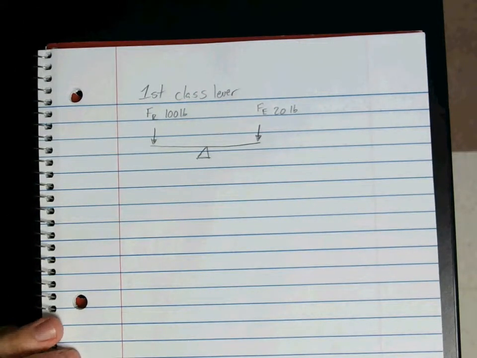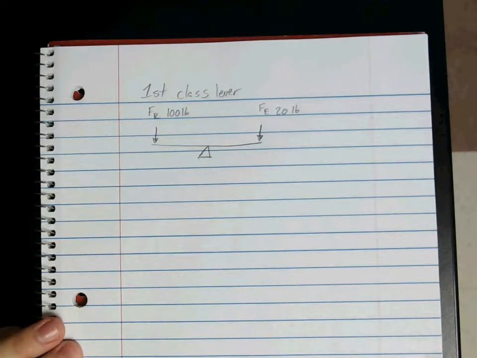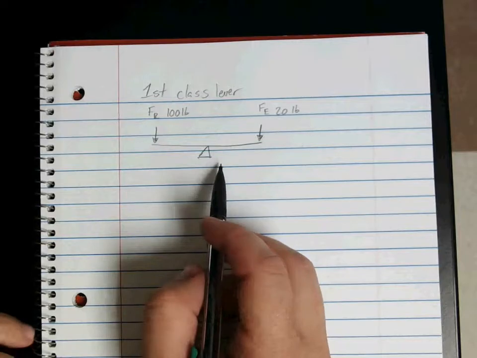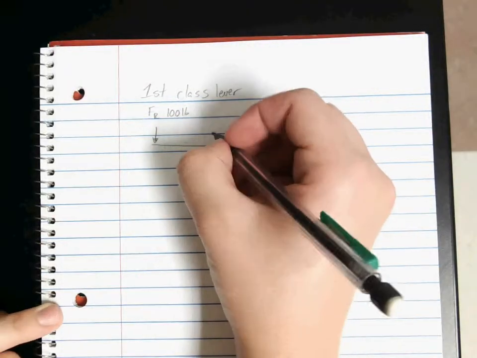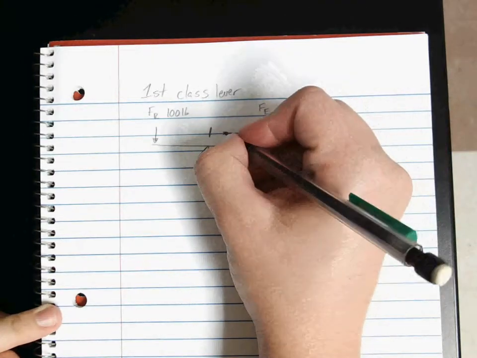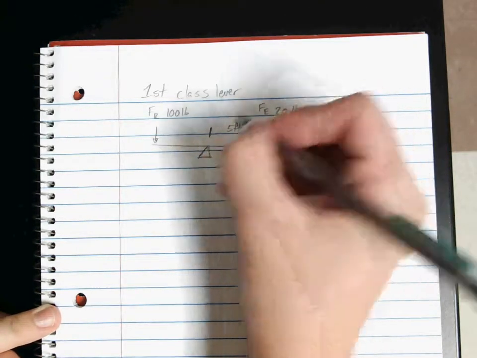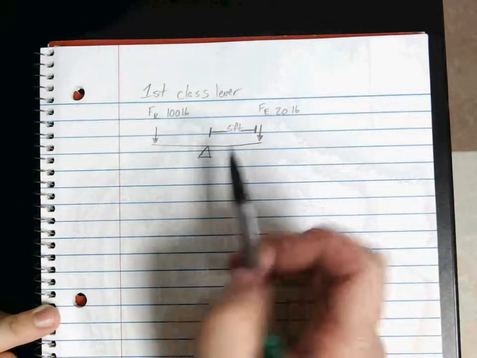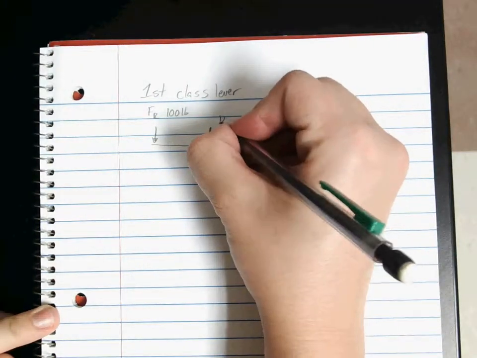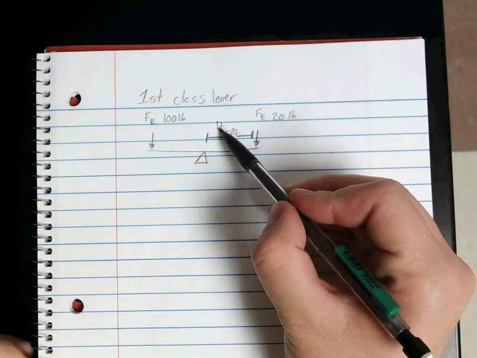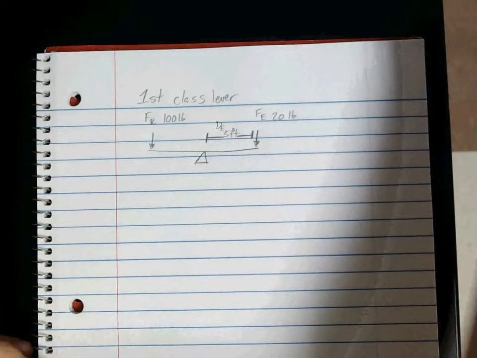There we go. Alright, so what we need to know is at least one of our distances, and then we will work from there. Alright, so we know that our effort force, let's say, is going to be 5 feet from the fulcrum. Alright, so here we go. This is going to be our effort distance. That is really hard to see. Sorry about that. It's a capital D with our subscript E. Let's actually zoom in a little bit here.